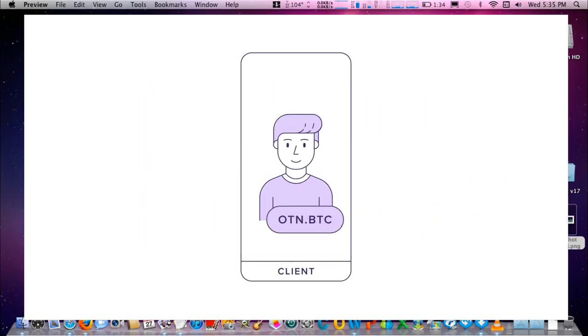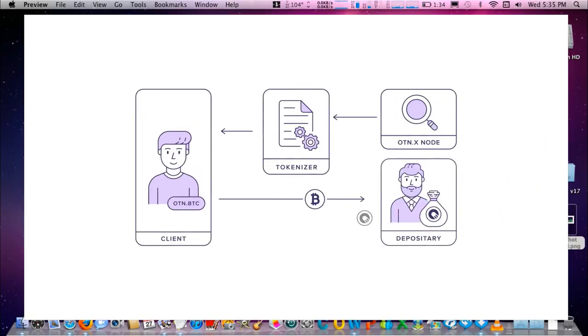You hold on to the asset token during the exchange, so you don't need to worry about losing your real assets. Even if something does happen, the OTN network will refund you with the amount of OTN coins equivalent to your loss, plus additional compensation for the inconvenience.